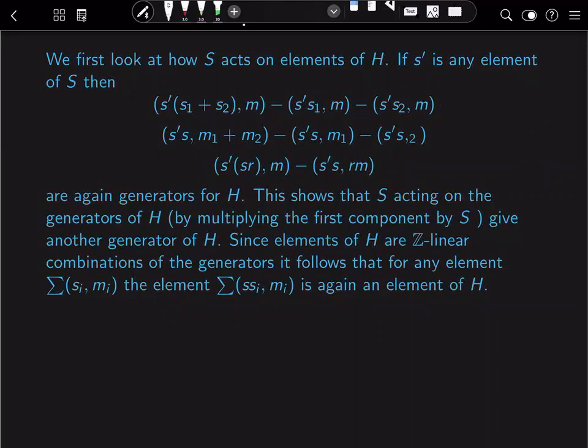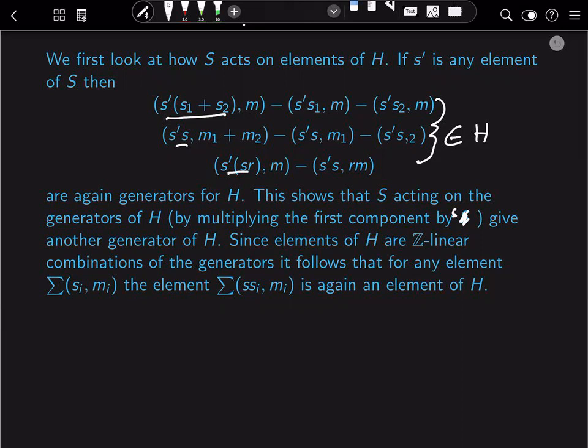So first what we're going to do is look at how elements of S act on elements of H. If S prime is any element of S, then we can notice that all of these are just elements of H again, right? So when we have S act on the left by this multiplication in the first component, we obtain another element of our group H, and it's another generator actually. So S acting on the generators of H by multiplying the first component by, this should be a lowercase s, gives another generator of H.